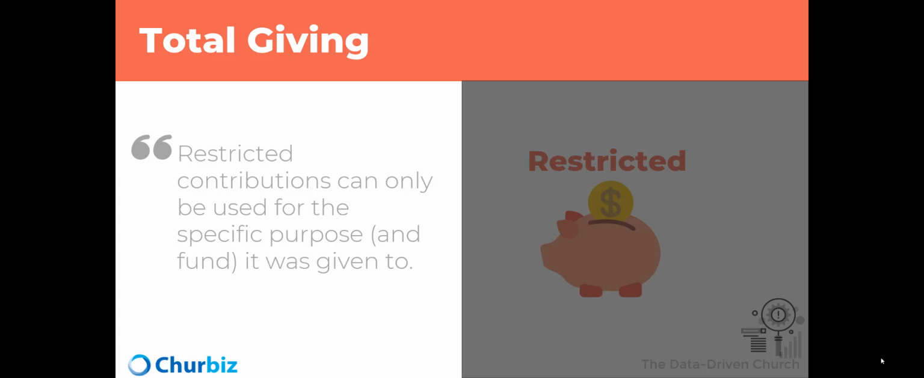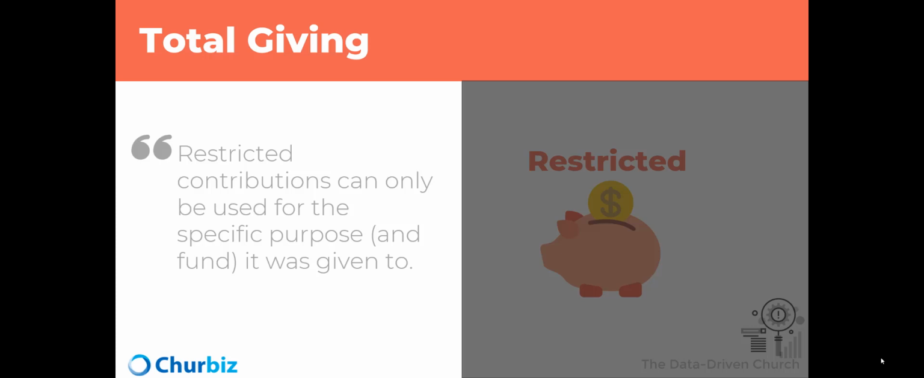Restricted funds, however, must be used for the designated purpose in which it was given, and tracked separately from unrestricted funds. One of the best examples of this in church is the building fund. When people give or pledge money to the building fund, every penny of that money raised must go toward the building fund and must be accounted for and recorded separately from general tithes and offering.